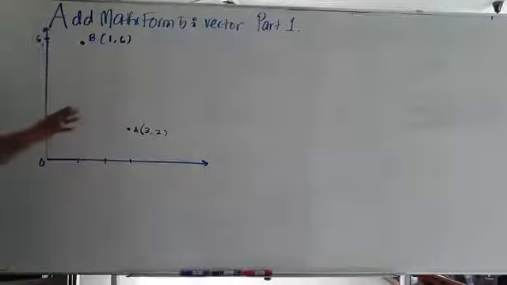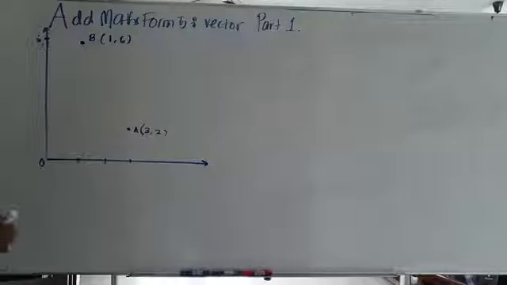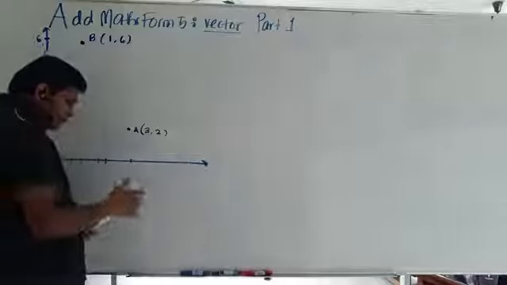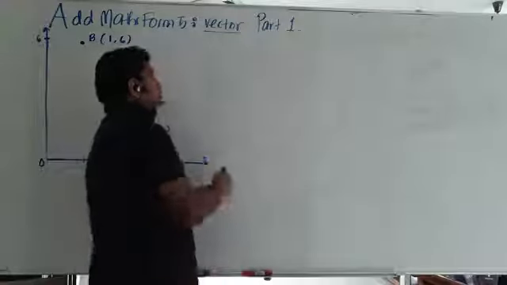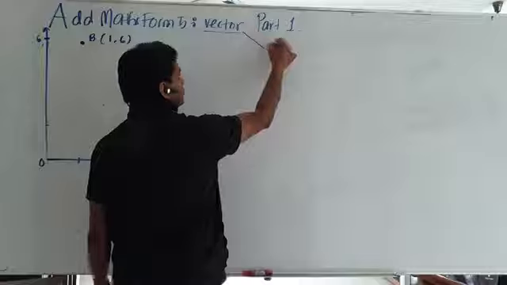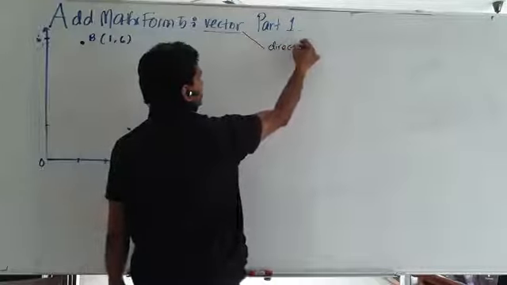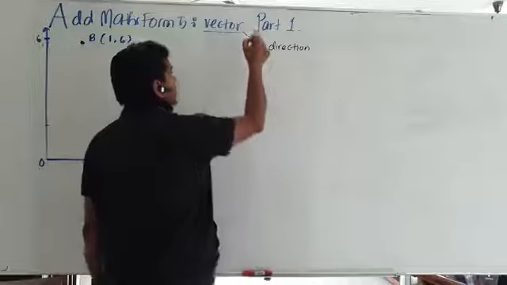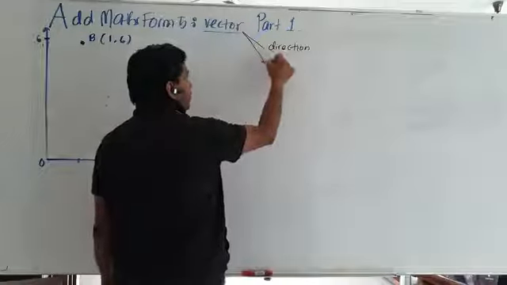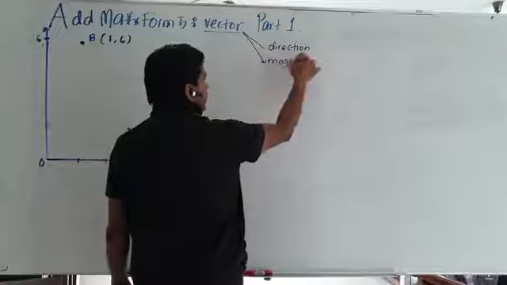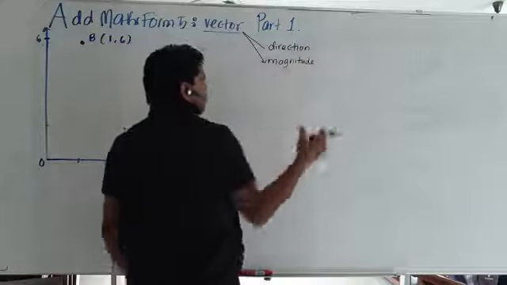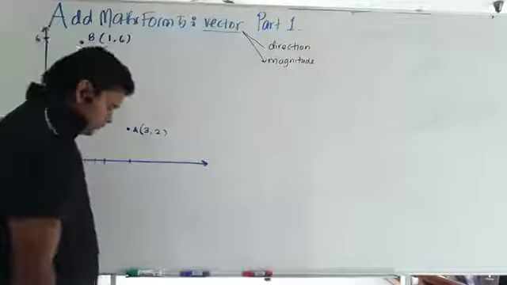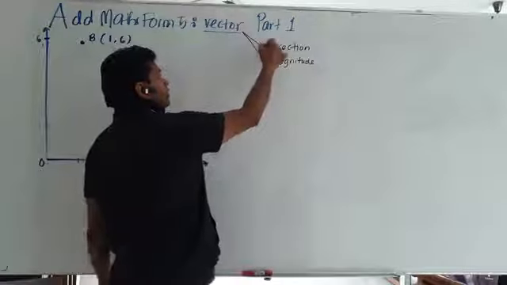Now, I've got two coordinates, A and B. But before that, let's take a look at what a vector is. Those who have done physics should know what a vector is. A vector is something which has a direction, a particular direction, and it must have a magnitude. What's a magnitude? A magnitude means jarak, length, how long it is. So that's what it is. And we need a direction.